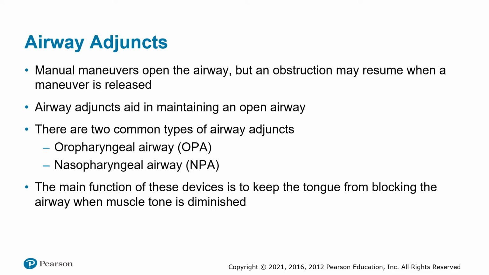There are 2 types of common airway adjuncts, the OPA and the NPA, or the oropharyngeal airway and the nasopharyngeal airway. The main function of these devices is to keep the tongue from blocking the airway when muscle tone is diminished.